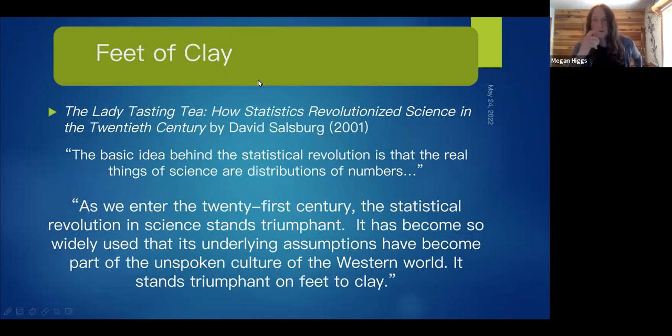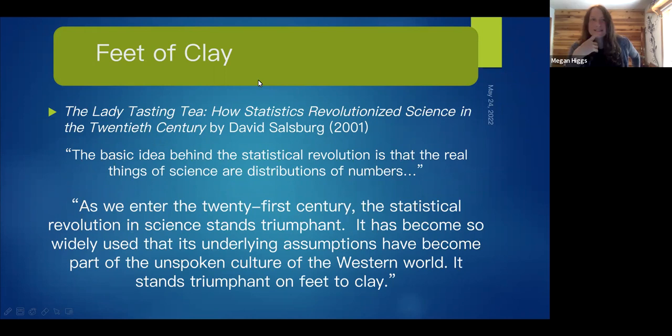So just a couple more slides. I just wanted to point out another book that's a good one to start with if you haven't already read it. So The Lady Tasting Tea: How Statistics Revolutionized the 20th Century. And I really like the end when he gets a little bit more philosophical about things.